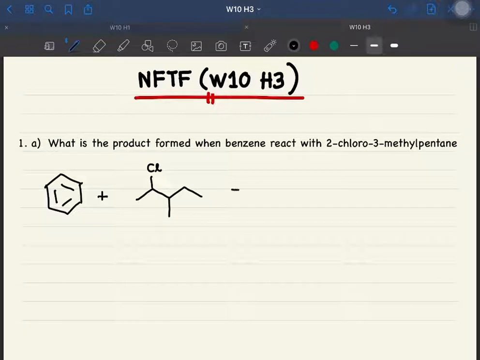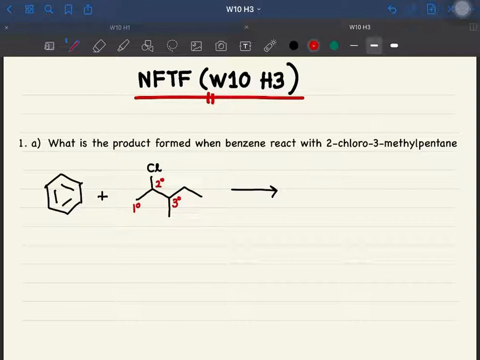So our product is going to be an alkyl benzene, but what kind of alkyl benzene will be formed in this reaction? Please remember that the major product is the one with the most molecules being formed. So we need to first look at the classes of carbon present in this structure: primary carbon, secondary carbon, and tertiary carbon. The reason we need to look at this is because we're going to form a carbocation in the middle, so we need to look at what kind of carbocation can be formed.